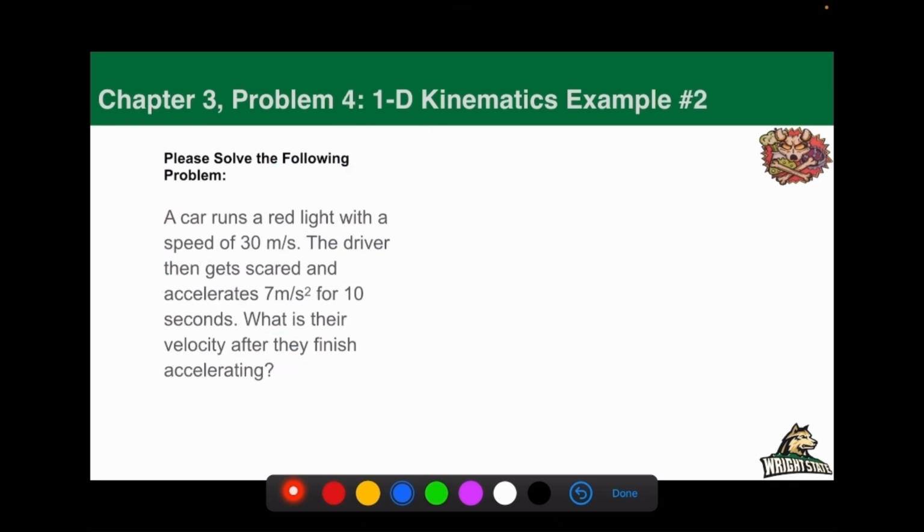Okay, let's try another one. A car runs a red light with a speed of 30 meters per second. The driver then gets scared and accelerates at 7 meters per second squared for 10 seconds. What is their velocity after they finish accelerating? Okay, let's try to solve this.